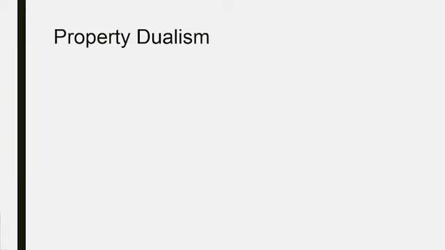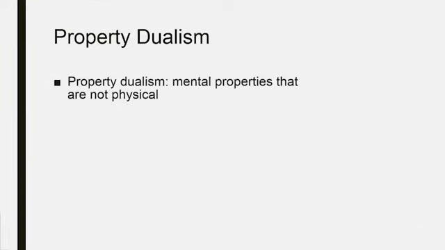Okay, so for property dualism, there are mental properties that are not physical. There is no non-physical substance. Property dualism does not agree with substance dualism. Property dualism is, in fact, a materialist theory.